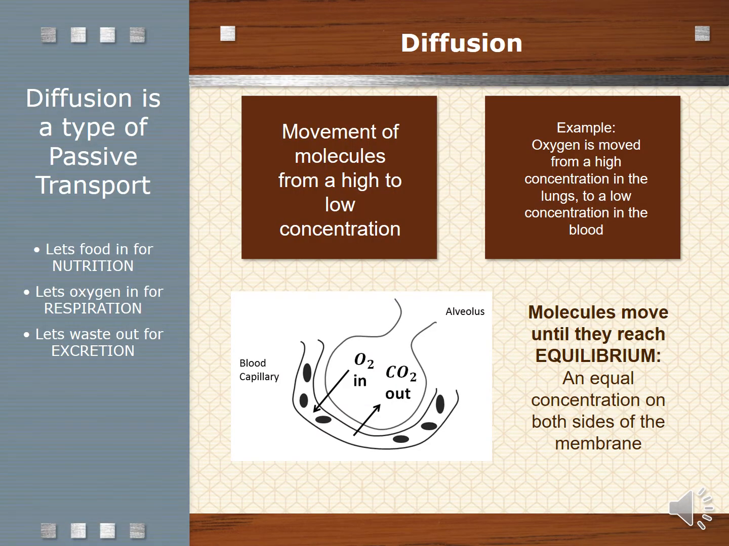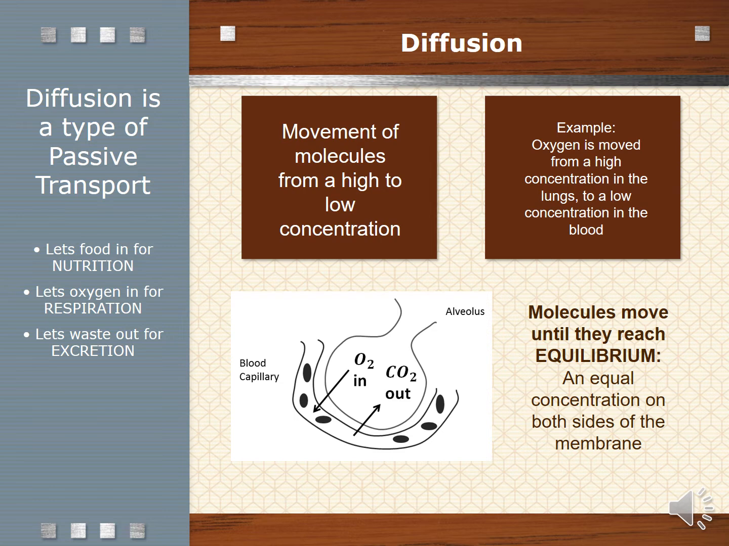All right, diffusion. Diffusion is a type of passive transport. It's moving from high to low concentration. An example is oxygen moving from a high concentration in the lungs, so you have a lot of oxygen in your lungs, but you don't have nearly as much oxygen in your blood, especially when the blood is coming from your heart into your lungs so that it can get that oxygen and then move back to your heart and be pumped to the rest of your body.